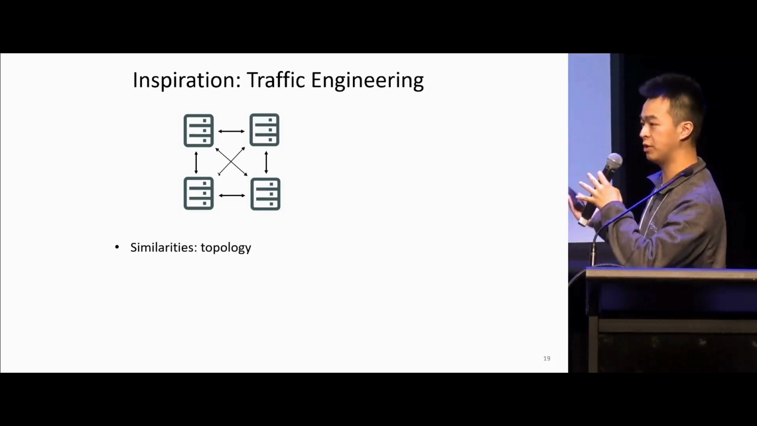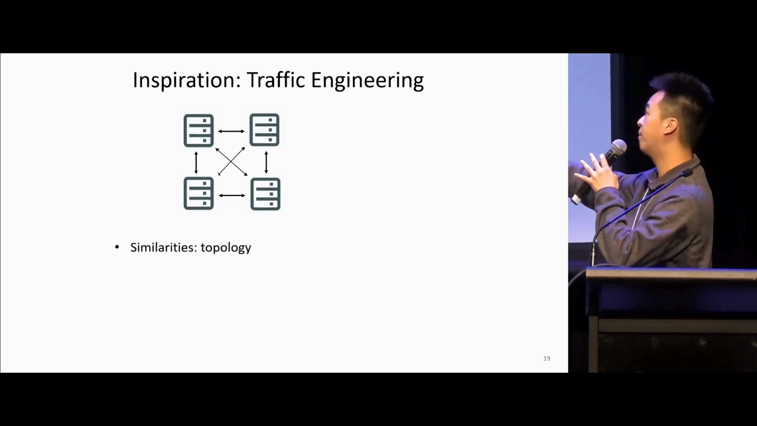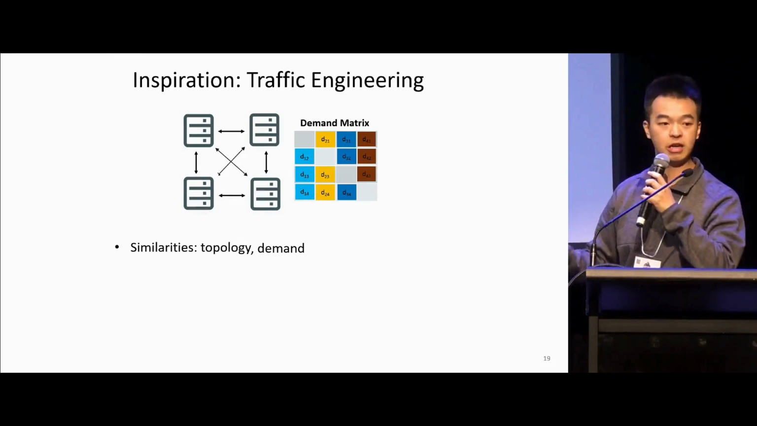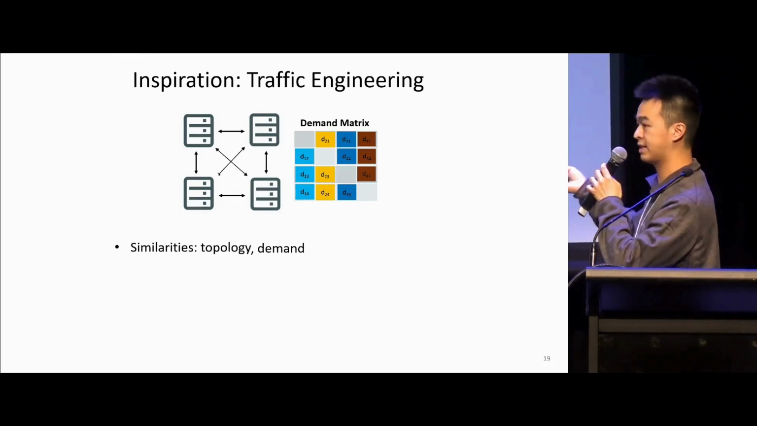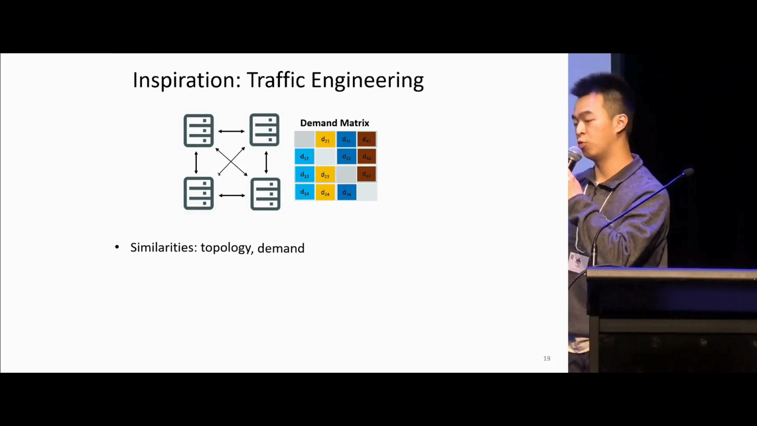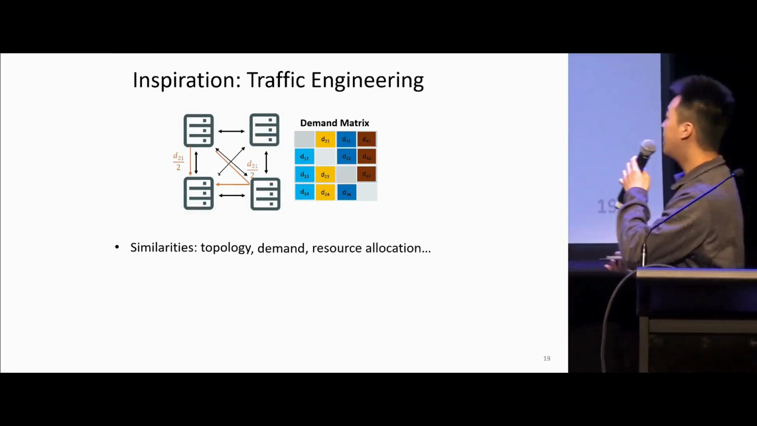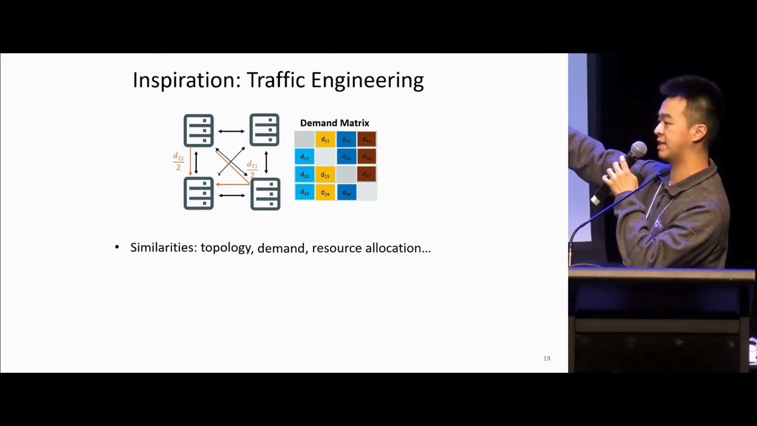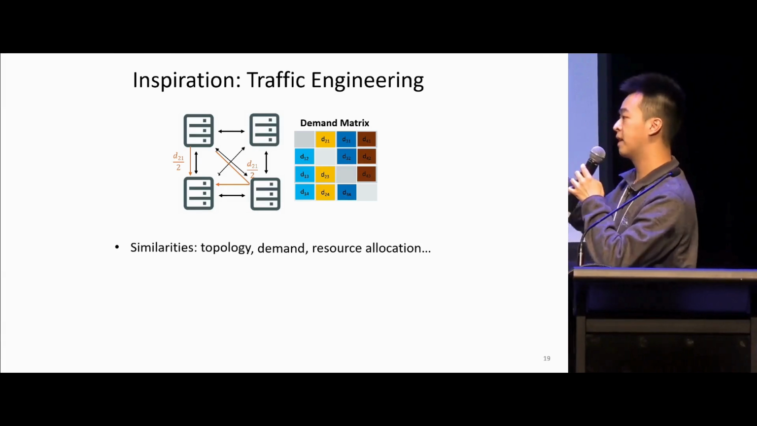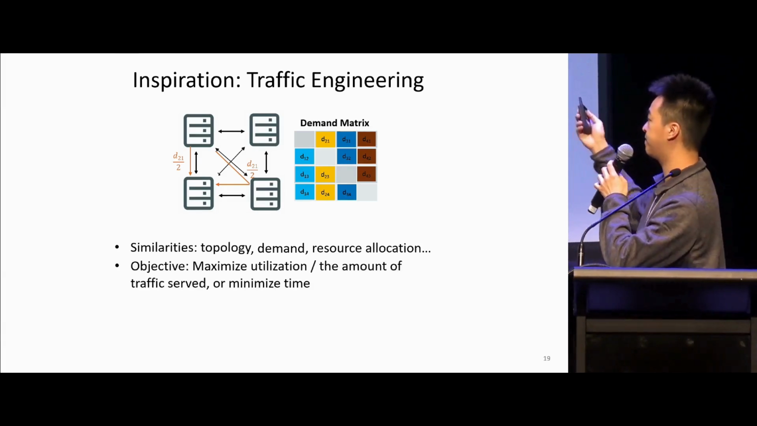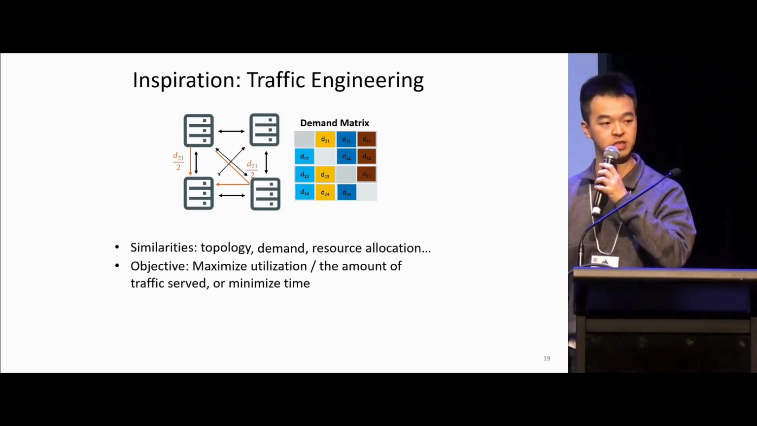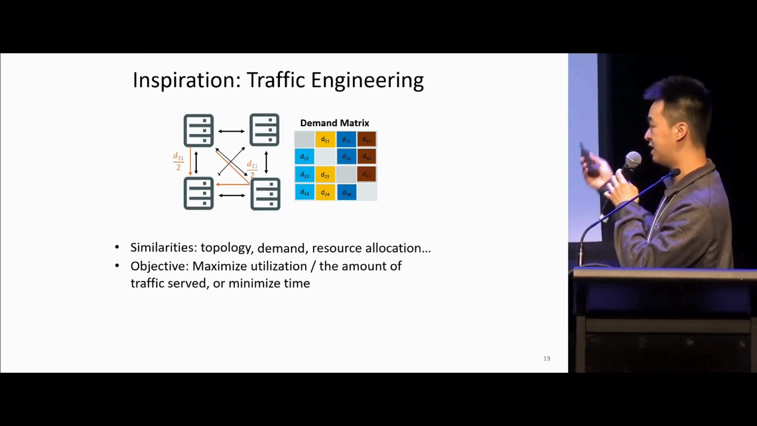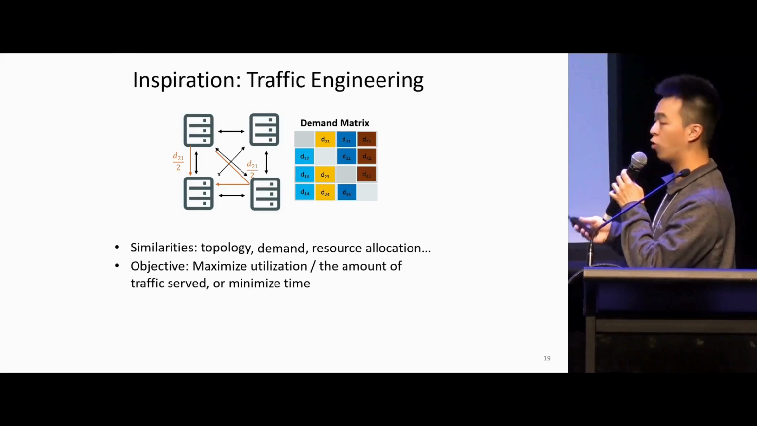So for traffic engineering, we also have a topology as our input, but now we have data centers instead of GPUs. And in traffic engineering, our input also has a demand matrix telling each node where you want to send or where you want to receive. And we are solving a problem of resource allocation where we are trying to allocate flows onto links to meet such demands while also not exceeding capacity on the links. And even for the objective function, traffic engineering has a similar objective: to maximize utilization or the amount of traffic served, or to minimize time.